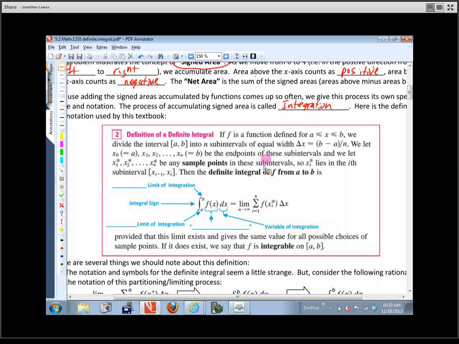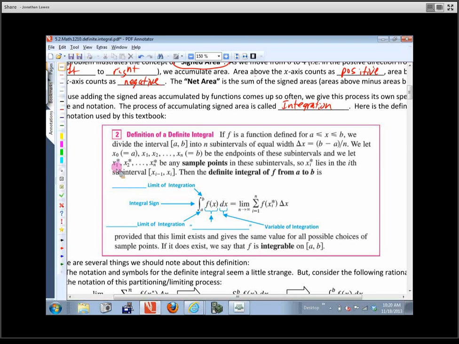So this gets very mathematical and very wordy, but it says if f is a function defined for a less than or equal to x less than or equal to b, and notice that it can be equal to those, it's basically saying f is defined on a closed interval from a to b. That's a little easier to understand, okay? Divide the closed interval into n subintervals of equal width, so a regular partition like we've been talking about. And then it says let x naught equal a and let xn equal b, and then all these other points in between are the end points of the subintervals, okay?